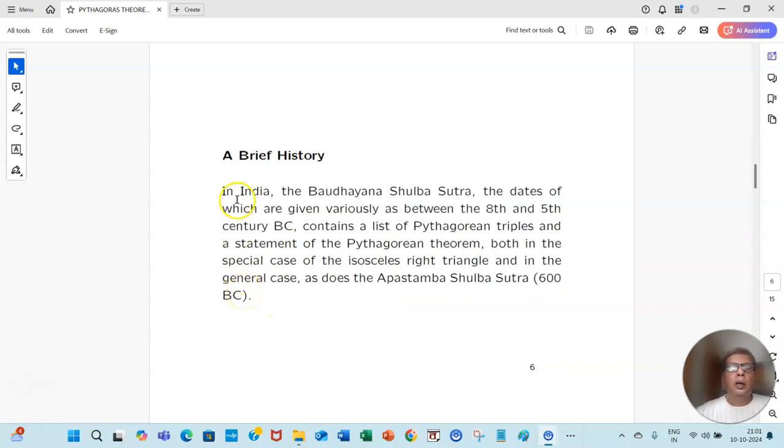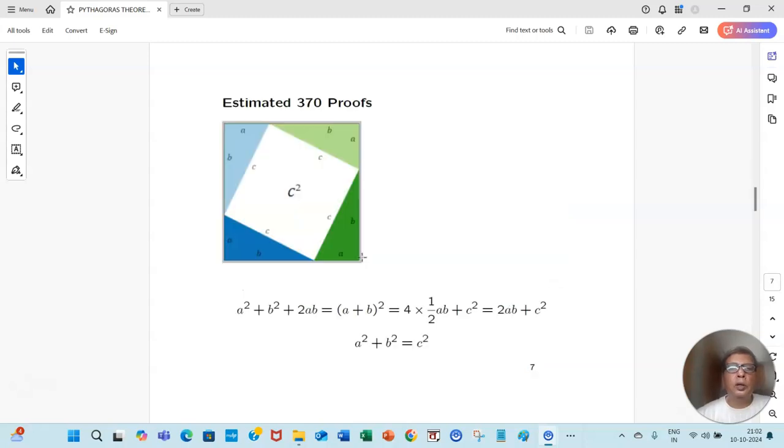In India, the Baudhayana Shulba Sutra, the dates of which are given variously as between the 8th to 5th century BC, contains a list of Pythagorean triples and a statement of the Pythagorean theorem, both in the special case of the isosceles triangle and in the general case, as does the Apastamba Shulba Sutra, 600 BC. So Indians have a contribution also in the Pythagorean theorem.